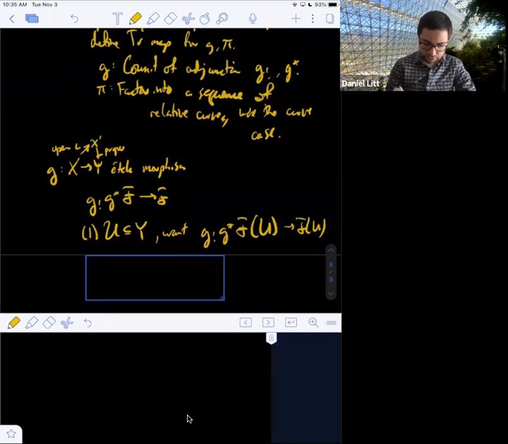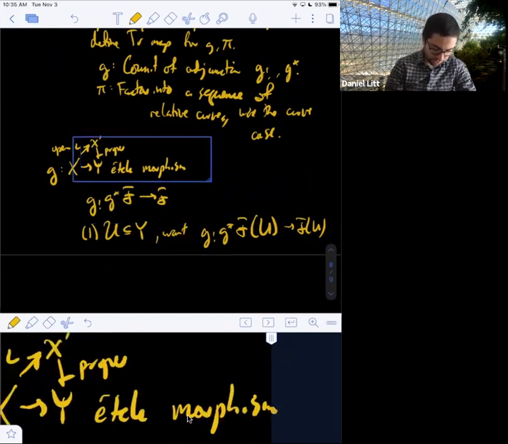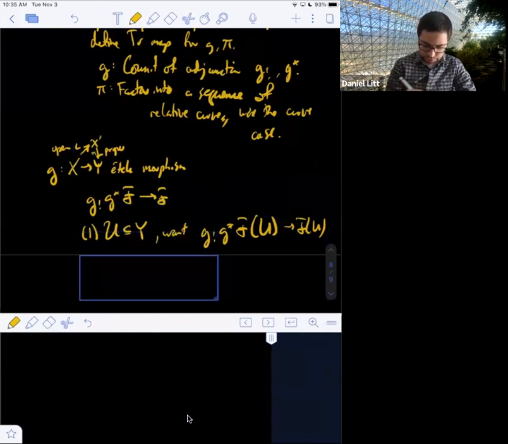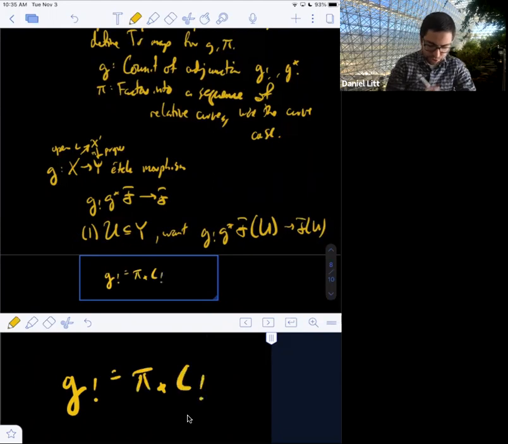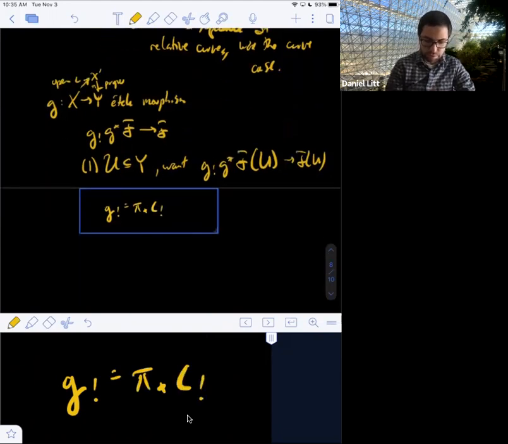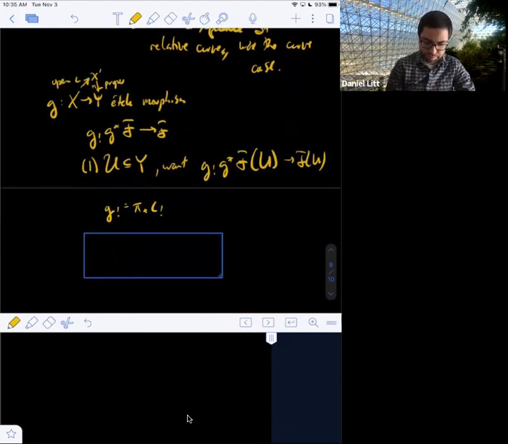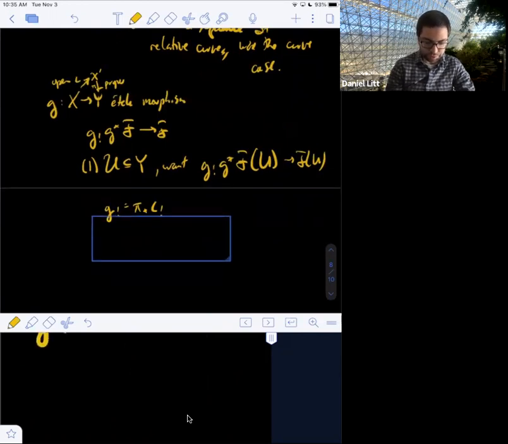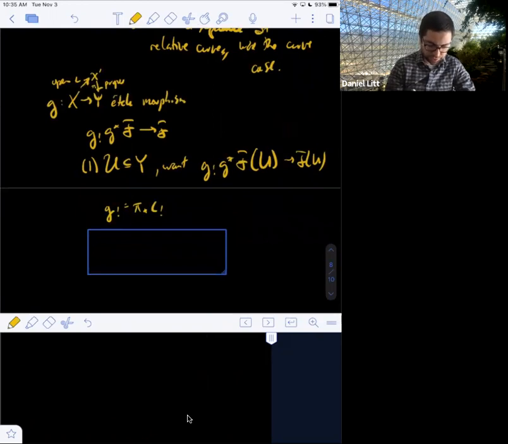Yeah. So in this situation, let's call this pi. So what is G lower shriek? G lower shriek is just pi lower star of iota lower shriek. I claim we can break this into two steps. Sorry, I should have thought this through first.